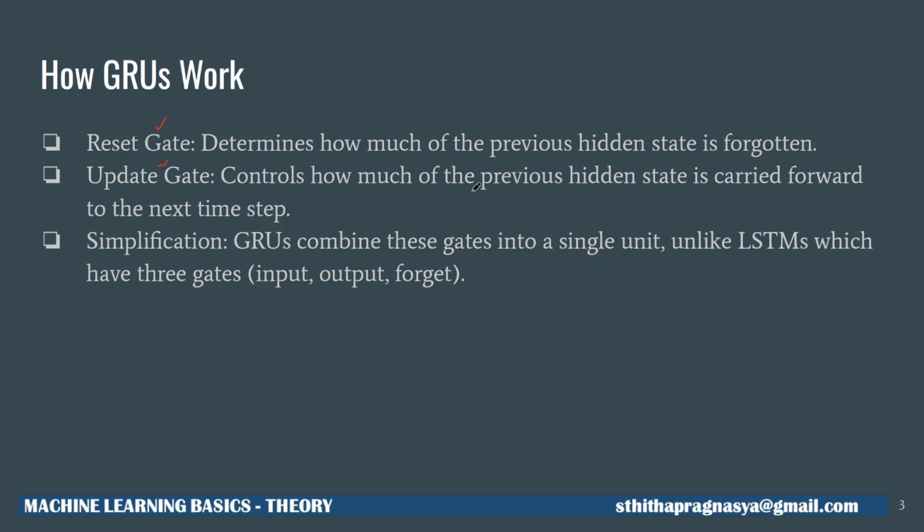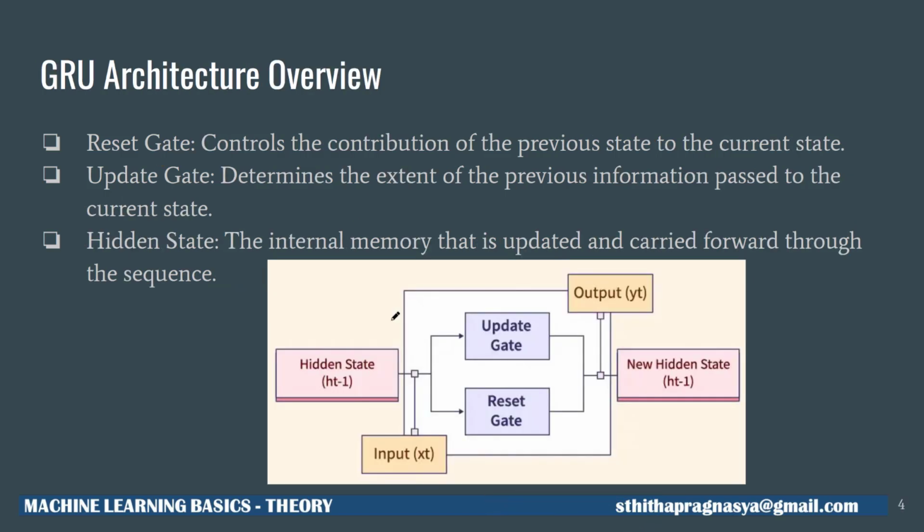So the GRU combines these gates into a single unit, simplifying the architecture compared to LSTMs, which have three gates. Remember them: input, output, and forget. This is how the architecture of these gates looks. The reset gate, which you can see here, controls the extent to which the previous state contributes to the current state, and the update gate determines how much of the previous information is passed to the current state. And the hidden state is the internal memory that GRUs update and carry forward through the sequence.